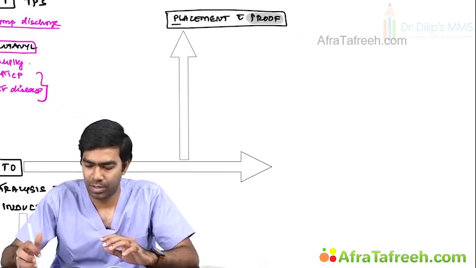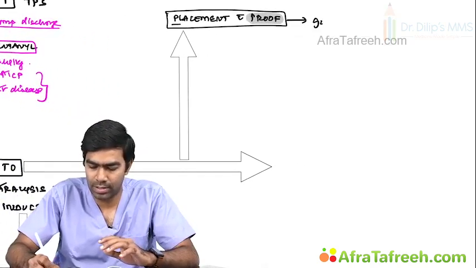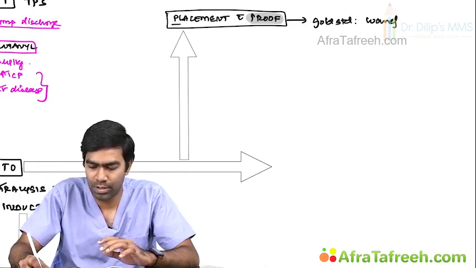So remember, the gold standard is always waveform capnography. But remember, even waveform capnography has some pitfalls. For example, if a patient is in a cardiac arrest, the curve will be flat only. In those settings, you don't know whether the patient is having esophageal intubation or a tracheal intubation for sure. So that is the reason why we have devised a lot of other things to find out whether the tube is in the trachea or the esophagus.